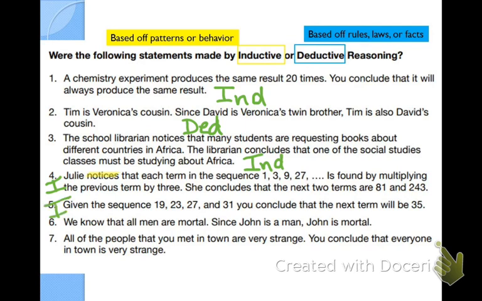You're adding 4. Number 6, we know that all men are mortal. What does mortal mean? They die. You can die, yeah. So we know that all men are mortal. Since John is a man, John is mortal. So what do we think? Deductive, because they're facts. And then number 7, all of the people that you met in town are very strange. You conclude that everyone in town is very strange. Inductive, because you're observing.